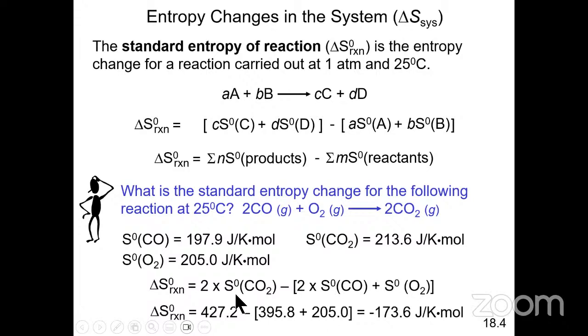So basically this is what you're going to get. 2 times the entropy of carbon dioxide minus the sum of 2 times the entropy of carbon dioxide plus that of oxygen. So when you plug the numbers in, you're going to get the final entropy, which is equal to minus 173.6 joules per Kelvin mole, all right? Okay, I'm going to stop here for today.